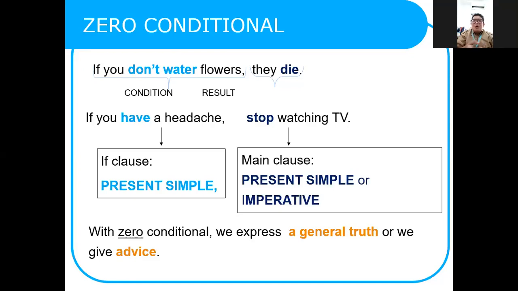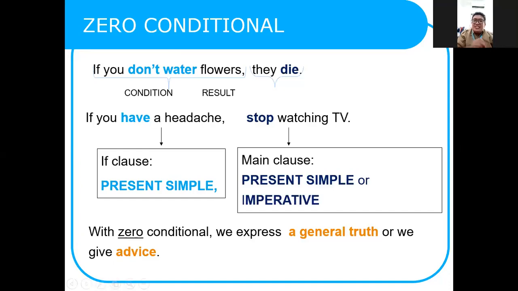Okay, if you don't water flowers, they die. This is the general truth, ya. Ini adalah kebenaran yang umum. Kalau tidak menyiram tanaman, maka tanaman itu akan mati. Pernyataan umum, general truth. Okay? If you have a headache, stop watching TV. This is the example of giving the advice. Ini kalimat yang memberikan nasihat.